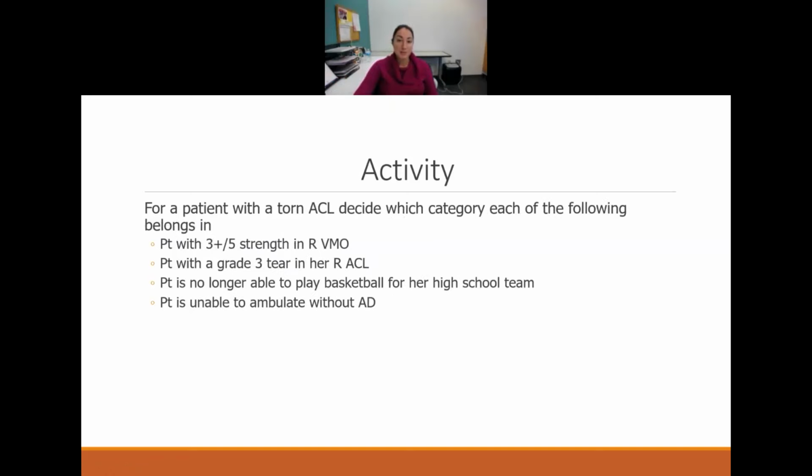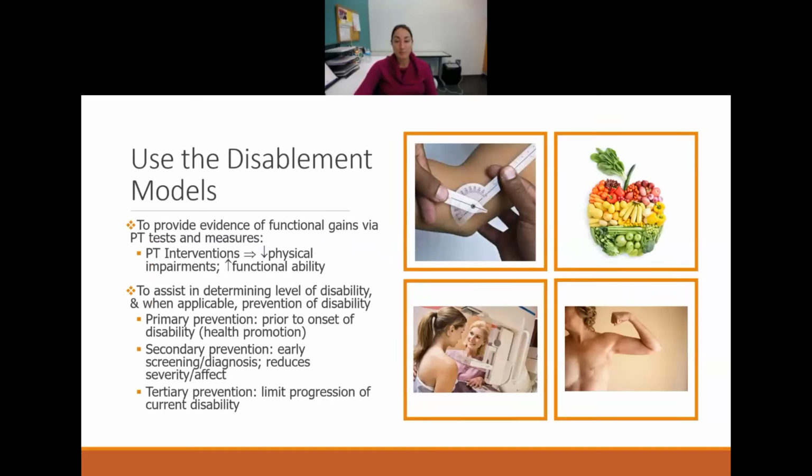Here is another example for a patient with a torn ACL. Which category does each of these belong in? Patient has 3+ out of 5 strength in the right VMO. Patient with a grade 3 tear of right ACL. Patient's no longer able to play basketball for our high school team. Patient's unable to ambulate without an assistive device. Again, I'll put a comment in your play pause.